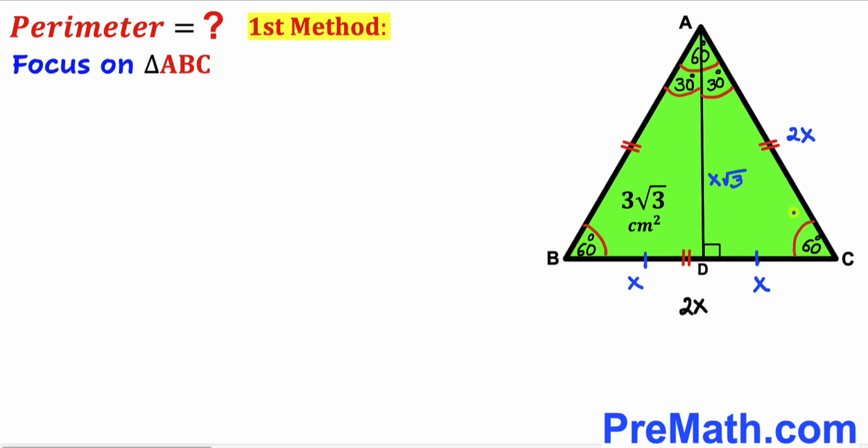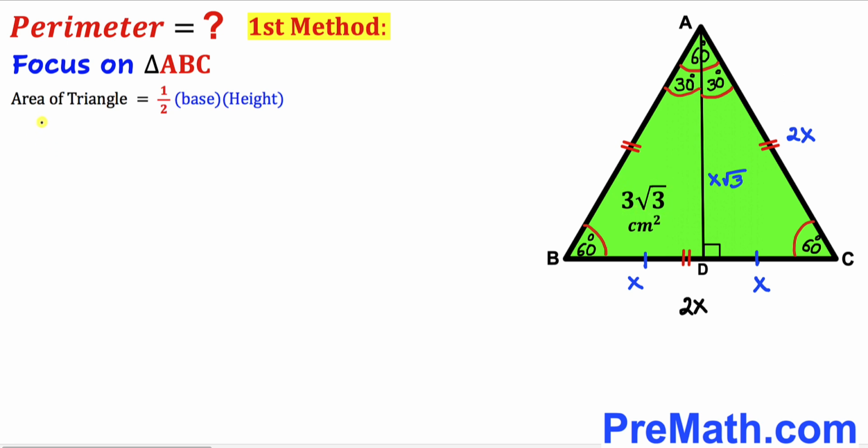And now let's focus on this whole big triangle ABC. And now let's recall the area of a triangle formula. Area is always equal to a half times the base times the height. And in our case, the base of this triangle ABC is 2x. The height is x times square root of 3. And the area of this triangle ABC has been given to us as 3 times square root of 3.